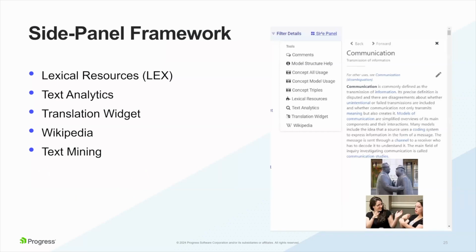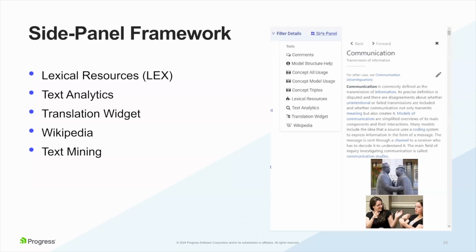We have what's called the side panel framework. It's a bunch of tools that are both canned tools that I've listed up here, or you can actually build your own custom side panel tools where you can connect to your own indexes, your own databases, your own wikis, your own help, whatever. You can create your own side panel tools, and we'll talk about that a little more later. But we have a tool called the Lexical Resources that provides suggestions for alt labels or synonyms. We have a text analytics tool where you could drop a bunch of documents into the tool, and it does proximity searches and overlap reports.